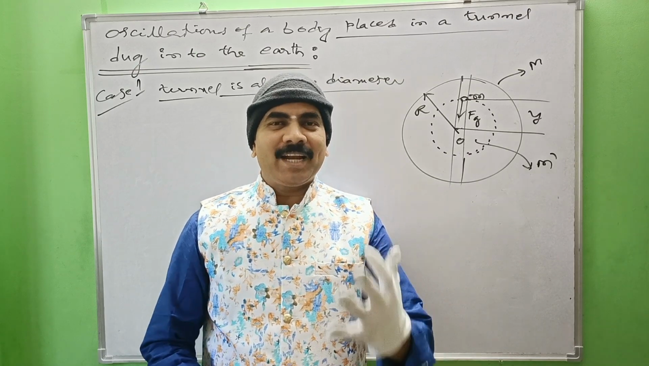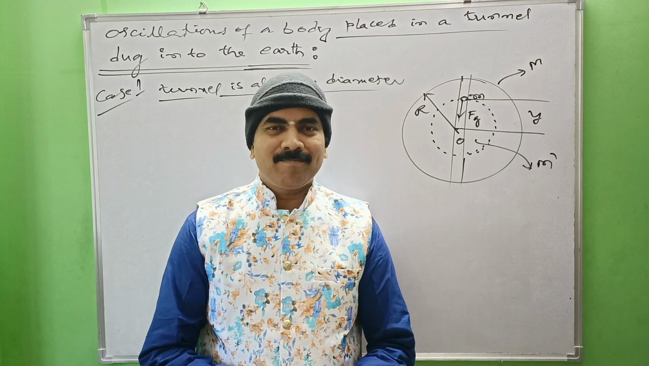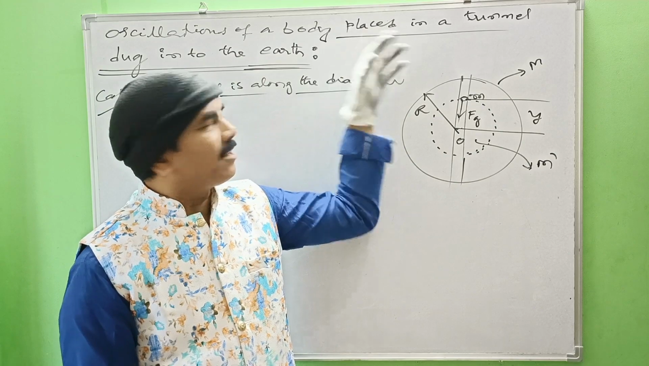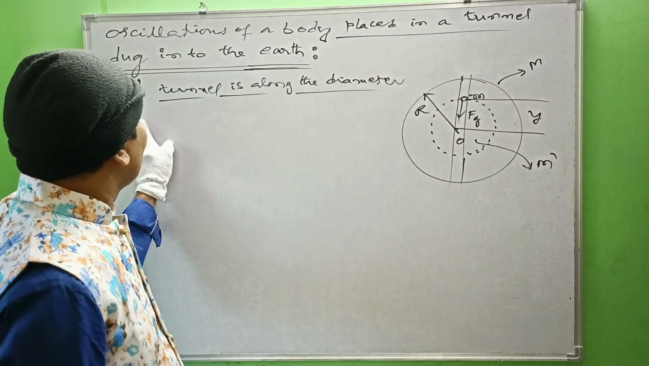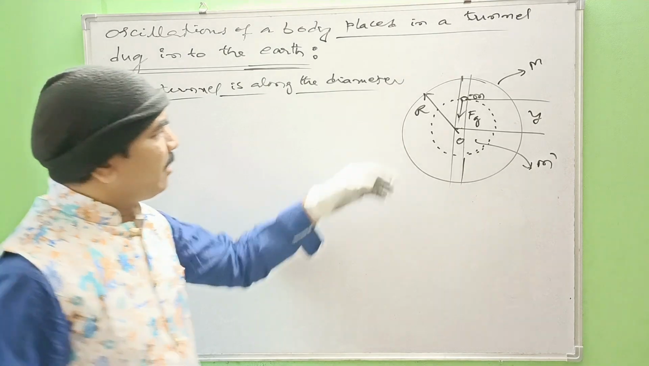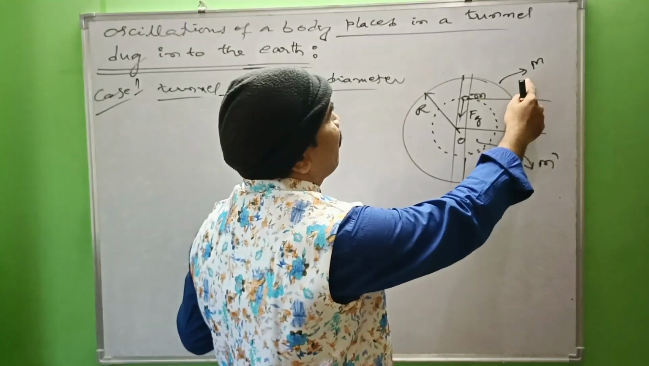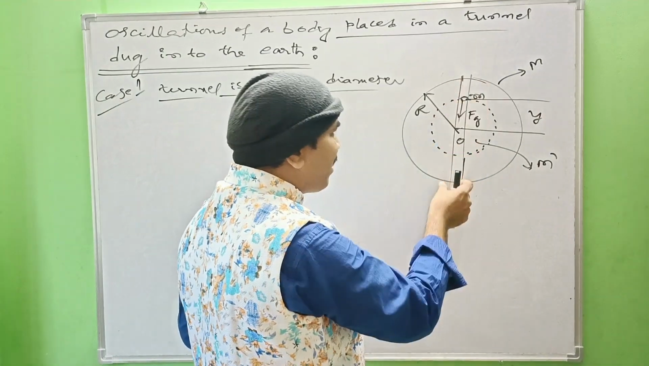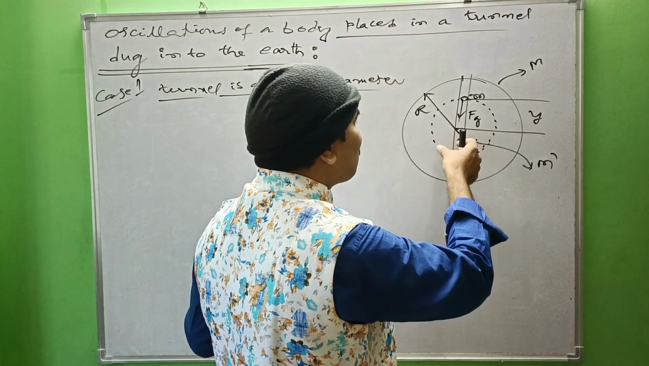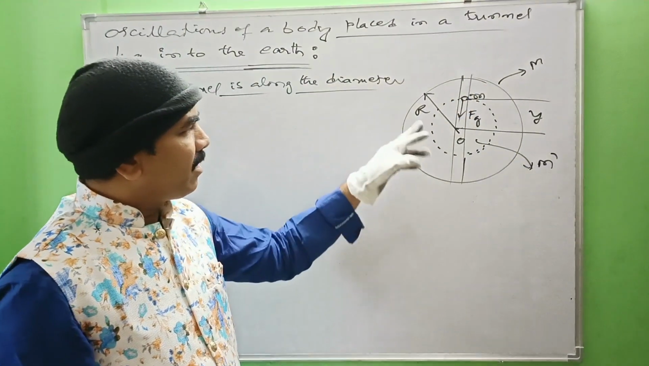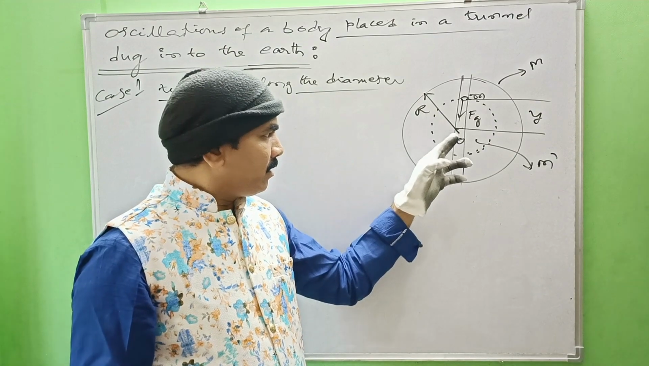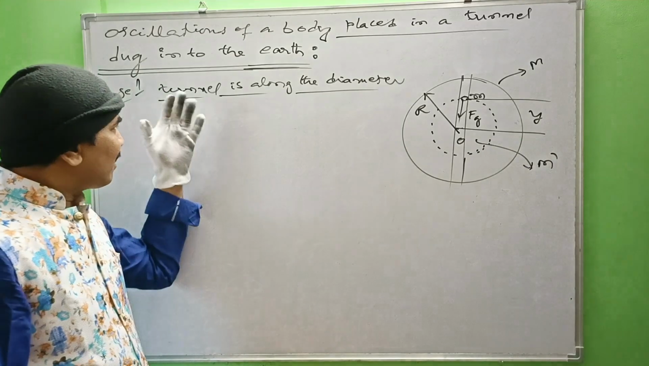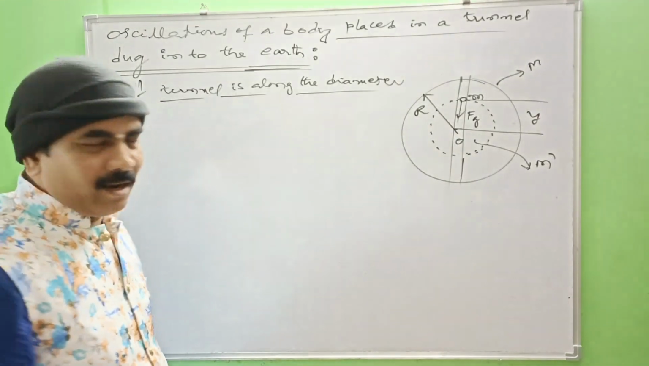Okay, in this video I would like to explain oscillations of a body placed in a tunnel dug inside the earth, as shown here. In case 1, the tunnel is along the diameter. This is the earth of mass capital M and radius capital R. Here one tunnel is dug along the diameter, along this way, otherwise along this way, like that. You can have any tunnel, but the only criterion is it should pass through the center, then it becomes a diameter. So here, the tunnel is dug along the diameter, right?